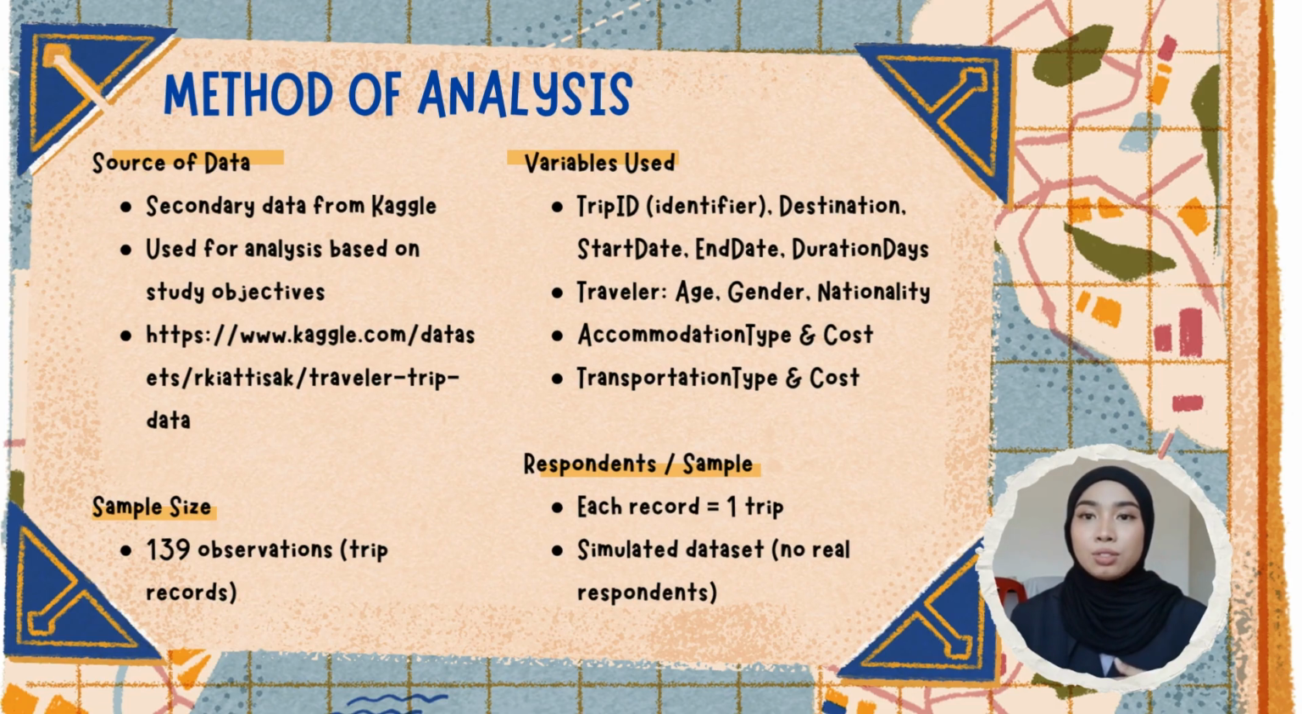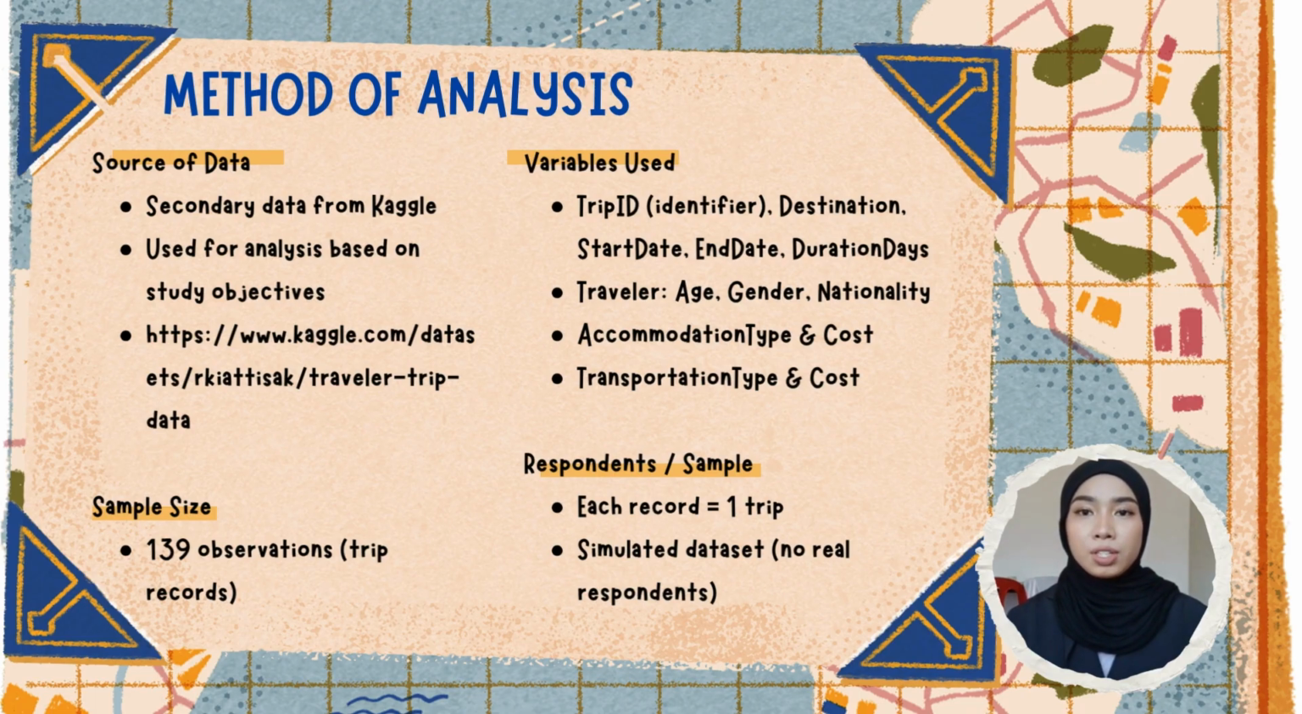Firstly, trip ID is used as unique identifier, while destination, start date, end date, and duration days describe the travel details. It also includes traveler information such as age, gender, and nationality to understand traveler characteristics. In addition, the dataset covers accommodations and transportation details. For example, accommodation type and accommodation cost show where travelers stay and how much they spend, while transportation type and transportation cost represent the mode of the transport and related expense.